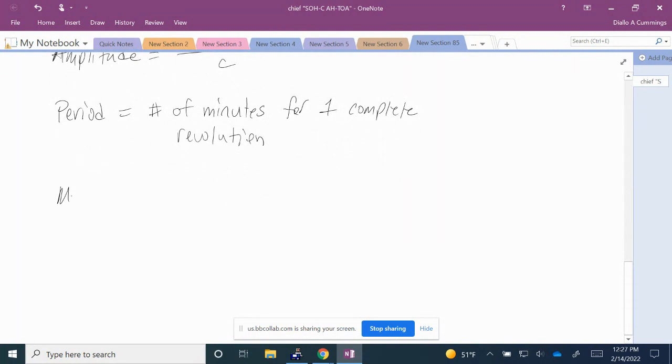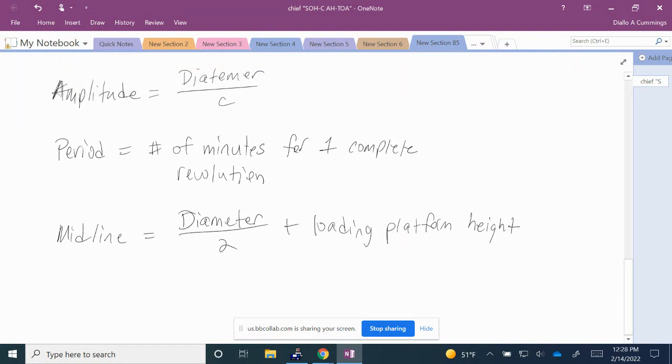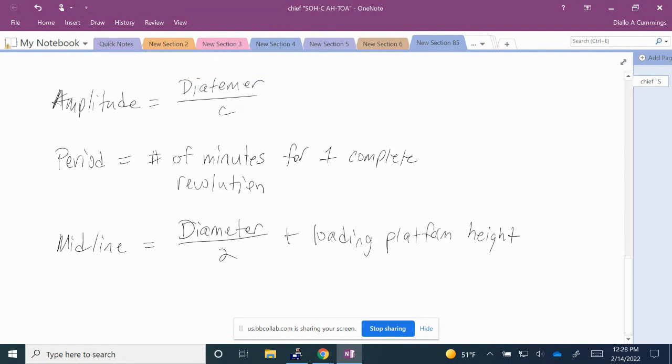The midline is equal to the diameter cut in half, plus the loading platform height, because you have to adjust for that platform height. And then we'll talk about the last one in just a second. But here are the formulas for the first three.